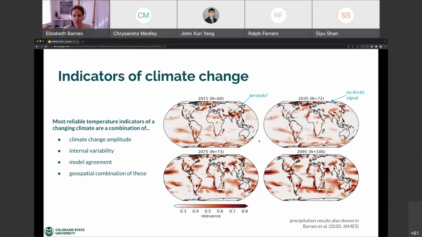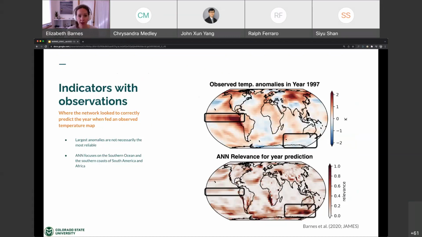Okay, so we can do that with climate models, but there's nothing stopping us from using this heat map method for observations itself. That is, we can actually go in. So the top is anomalies from the year 1997 that were actually observed. This is what we saw in real life. And when we push this through the network, it turns out the neural network predicted 1997 exactly. I cannot believe that's more than just a little fluke. That's amazing to me, but it guessed 1997, which it was.